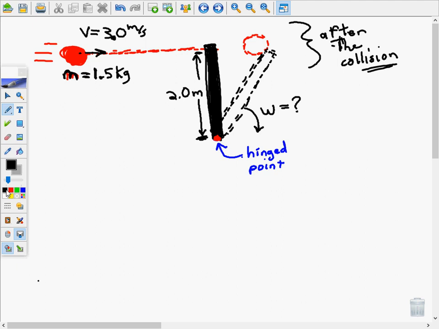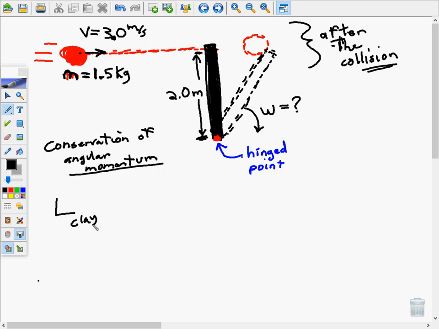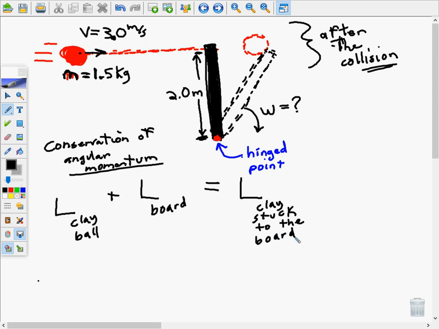So, conservation of angular momentum. The angular momentum of the clay ball, oh, not the clay board, the clay ball, plus the angular momentum of the board before the clay hits it is going to equal the angular momentum of the clay stuck to the board, rotating about the pivot point.